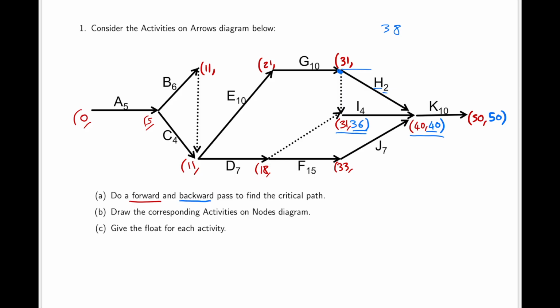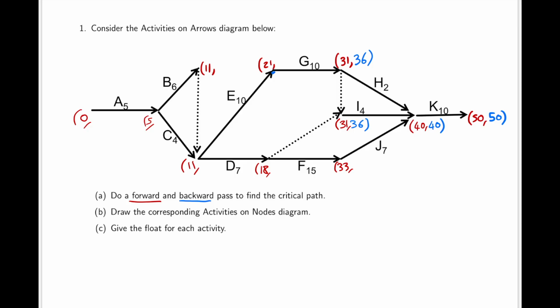How about this node? We don't want to delay this past time 36. We have to take this dummy node, which takes 0 time. So we don't want to delay this past 36 minus 0, which is time 36. And so any time past 38 or past 36 will delay the project. And so we don't want to delay this past time 36.